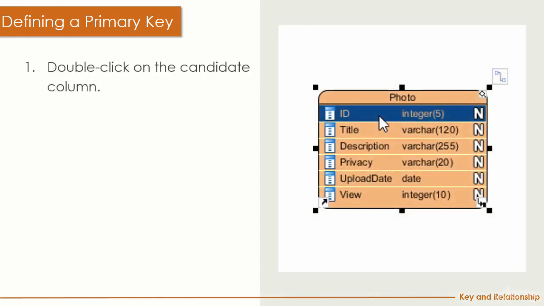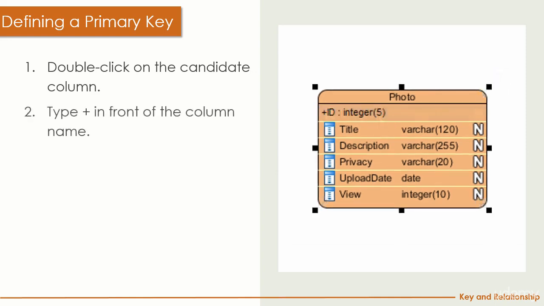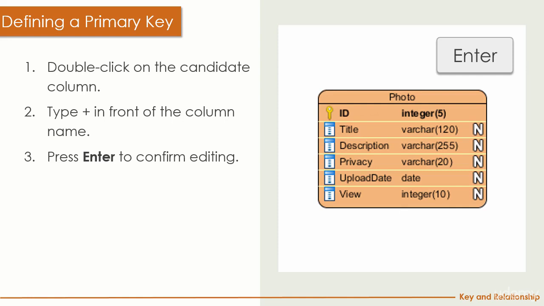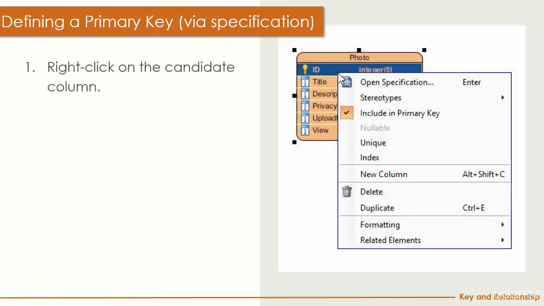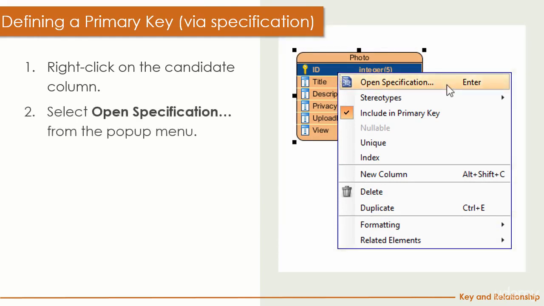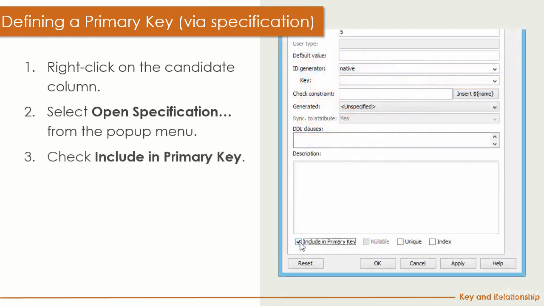Okay, let's see how to define the primary key. We have two approaches. One is to double-click on the column, type a plus at the beginning of the column name, and press Enter to confirm the editing. You will see the key icon showing. The second option is to open the specification dialog box we talked about in the last lecture, and check the include primary key checkbox. Then the column will become a primary key.